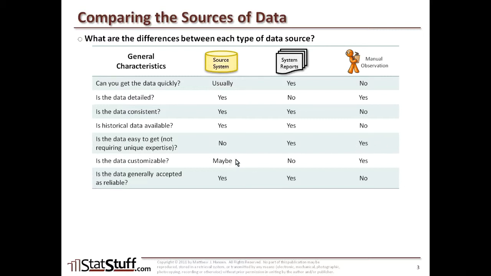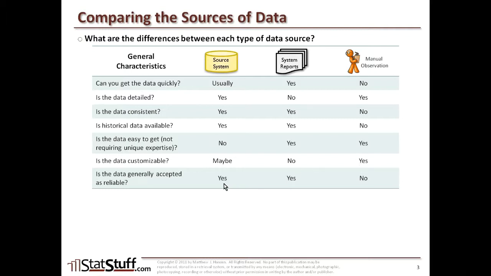Is the data customizable? Probably for a source system, you can make it customizable depending on the complexity and the level of access that you have to the source system. So in that way, you might have that option of making it customizable. For system reports, for the most part, it's not going to be customizable, unless they allow for some specific filtering that you can do in the system report, then it might be possible. But for the most part, it's going to be a lot less customizable compared to doing some SQL coding directly to the source system. For manual observation, it's absolutely going to be customizable because you're having to start from scratch and doing the data collection. So you just design and collect the data in the way that you want, so it's very customizable.